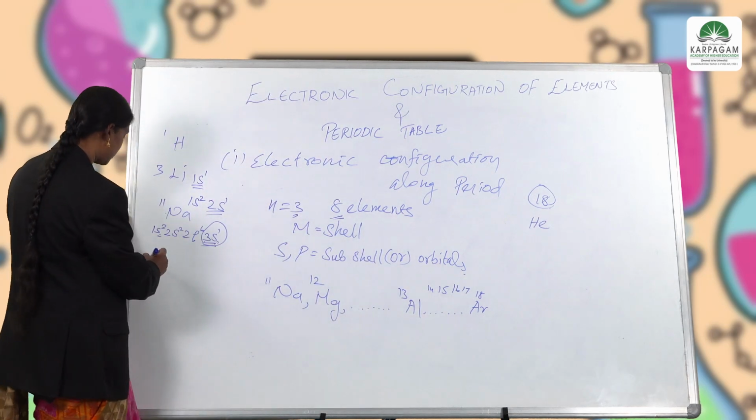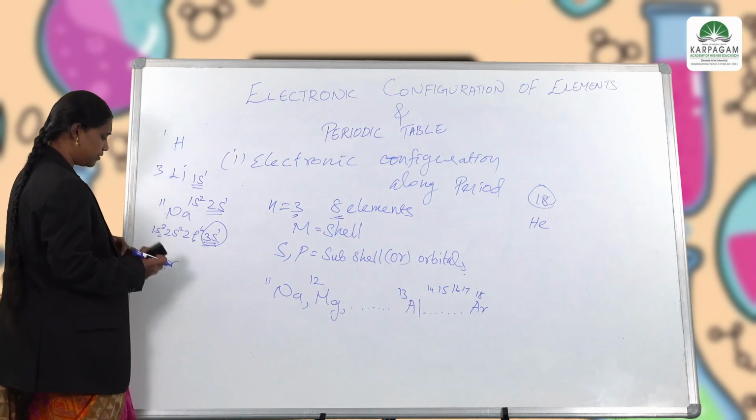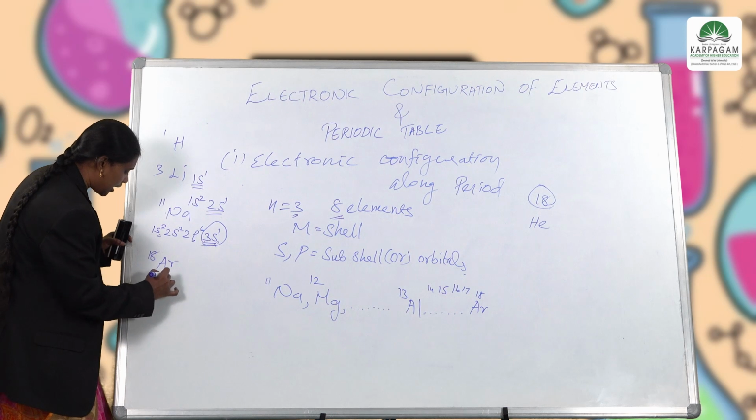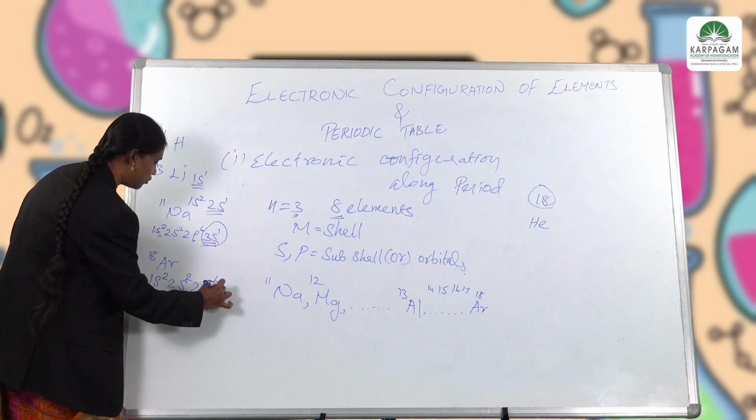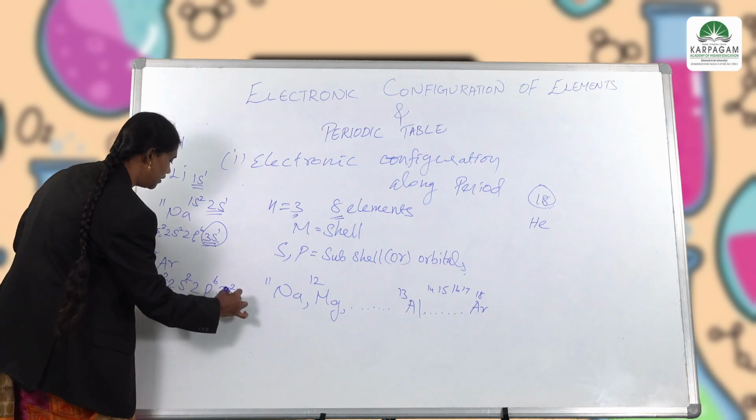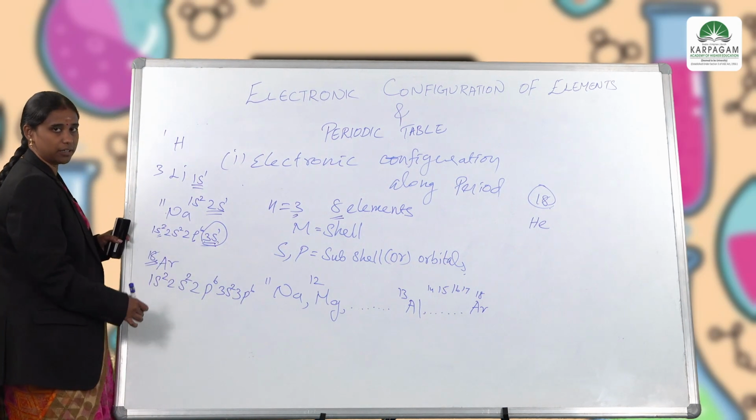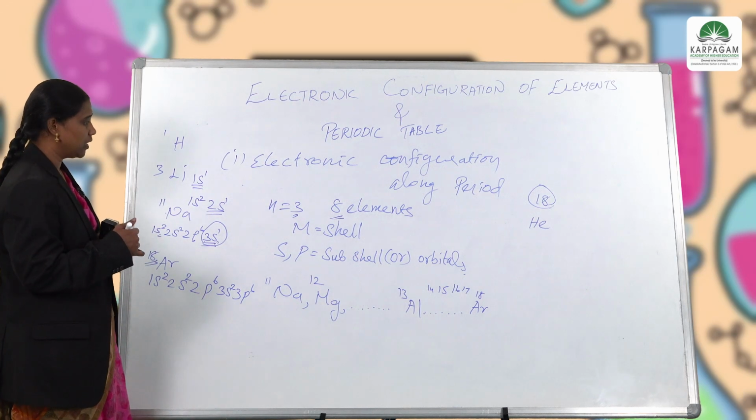argon, and argon's atomic number is 18. Here the electron levels are 1s2, 2s2, 2p6, 3s2 and 3p6. So in total the electrons come to 18. So argon is the last element.